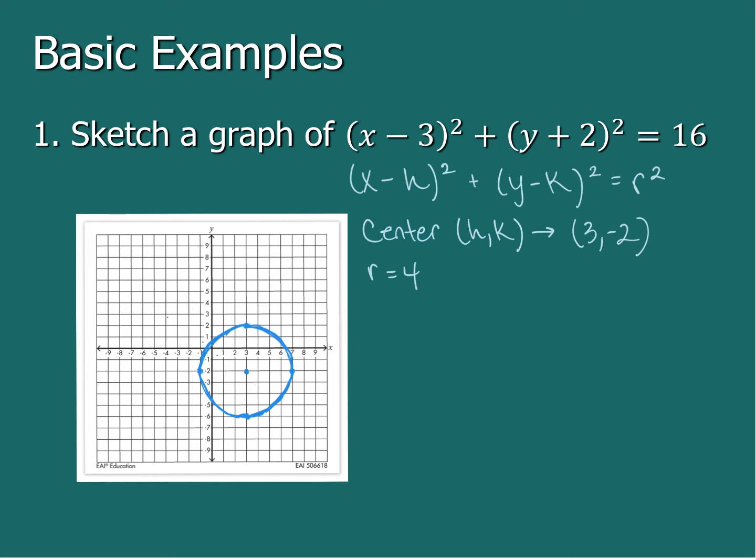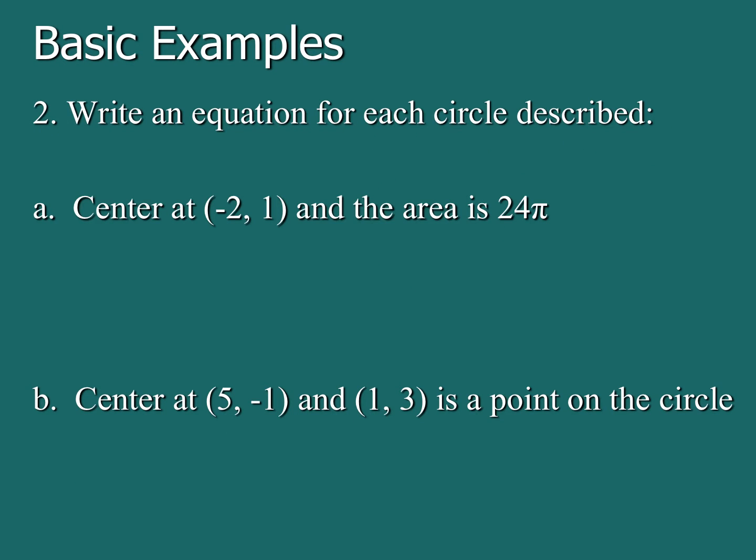Let's look at a second example. Here I'm asked to write an equation for each circle described. And the first one gives me the center, so I'm definitely going to use my standard form, the x minus h form, because I know h and I know k. The other piece of information I need to fill in that form is r, and while I'm not told r, I am told the area of the circle, and from the area of a circle we can of course get the radius, because the area of a circle is pi times r squared.